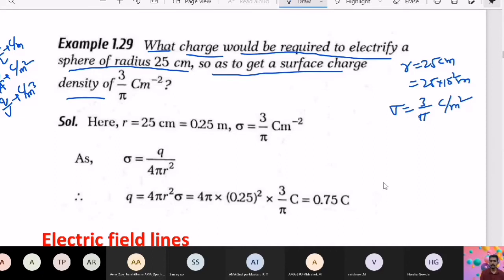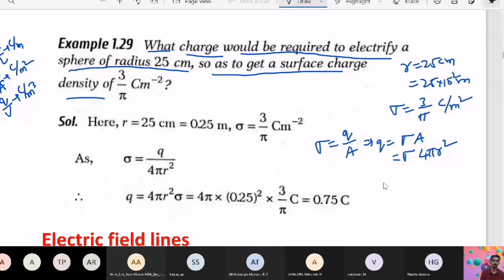Here as sigma value they have given, what is the sigma equal to? Just before we have defined Q by A. Then what will Q become? Sigma into A. It is what kind of body? Sphere. What is the area of the sphere? Surface area formula 4 pi r square. They are not asking density.